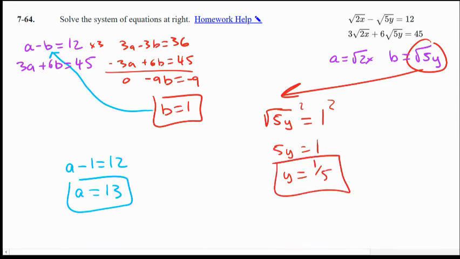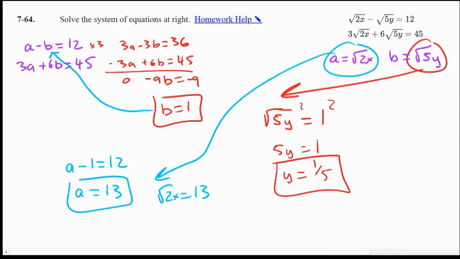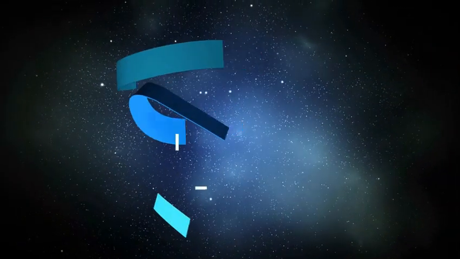And then in blue here, I'll plug in root 2x. So I got root 2x equals 13. This one's a little bit uglier. I'm going to square both sides to get 169. Divide both sides by 2. I'm just going to leave this as a fraction because I'm lazy. And now I have solved the system, finding what x and y are equal to.